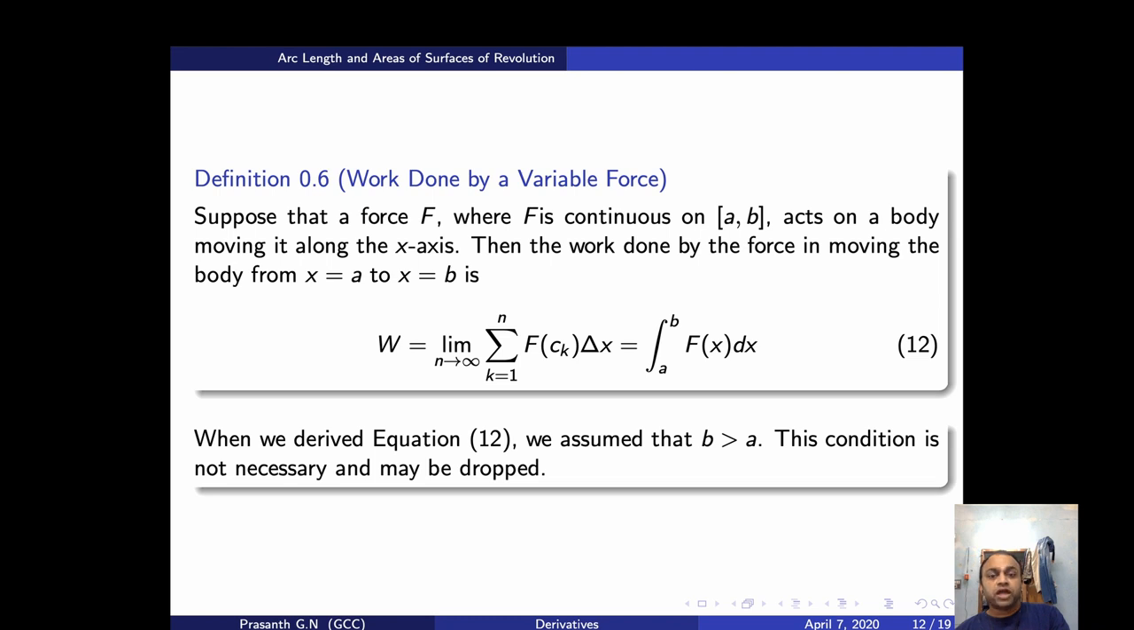When we derived the equation, without any loss of generality, we were assuming that b is greater than a, since we are standing on a closed interval ab. Now this condition can be dropped. Once we prove this, we don't need that.